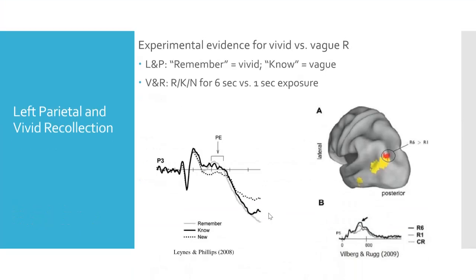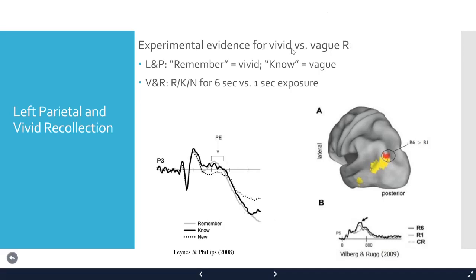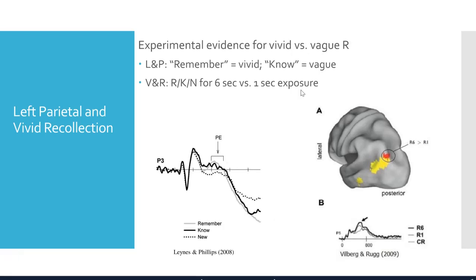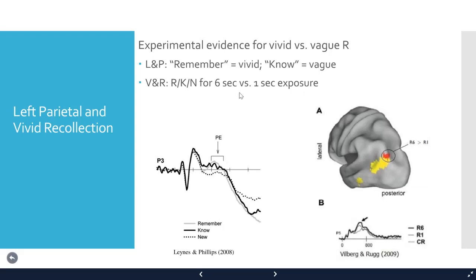So the question is, is there any experimental evidence that this left parietal area is associated with vividness versus vague recollection? Yeah, there's a couple of studies that actually show this. Michelle Phillips and I did a study where we had people do a source monitoring judgment. Remember, making accurate source judgments is an indicator that they have at least partially recollected something. We then had people distinguish between more vivid memories by making a remember judgment and a know judgment, and we found that LPC activity was different between those two conditions.